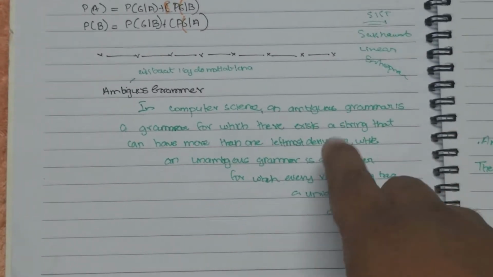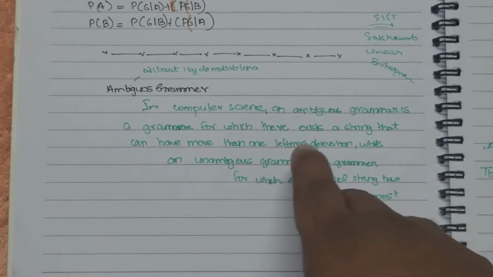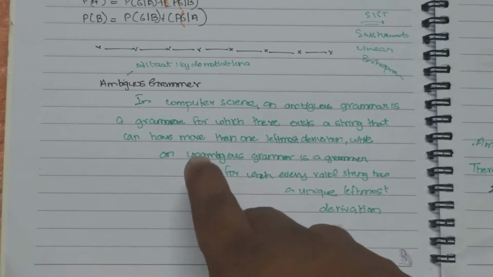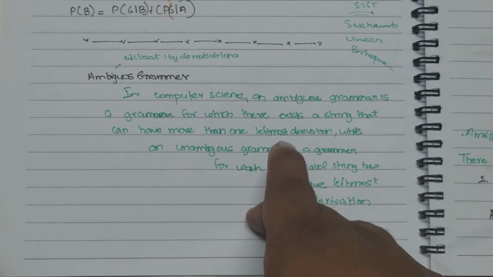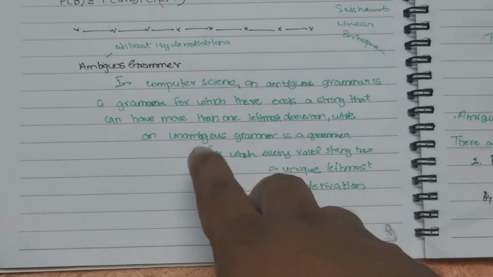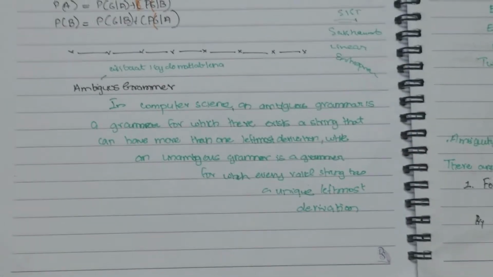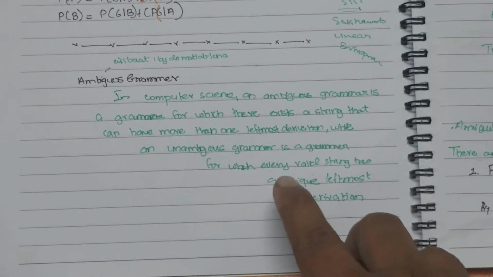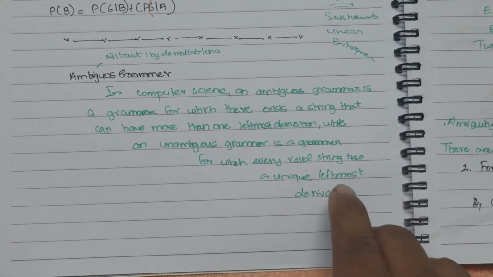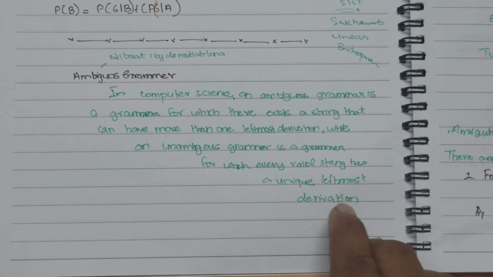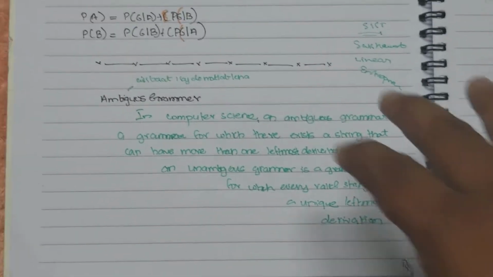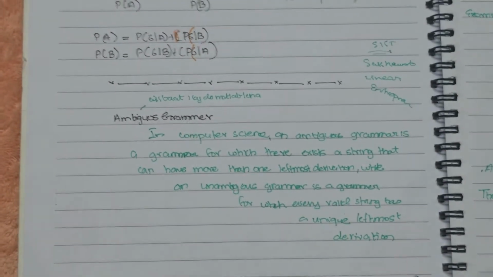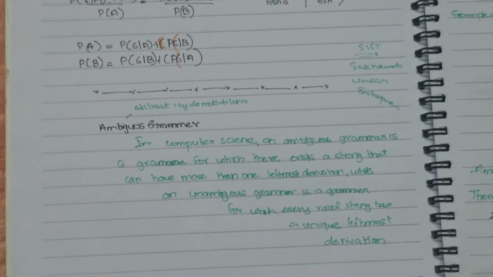In computer science, an ambiguous grammar is a grammar for which there exists a string that can have more than one leftmost derivation, while an unambiguous grammar is a grammar for which every valid string has a unique leftmost derivation. So this is clearly stating the same thing which I told you before.